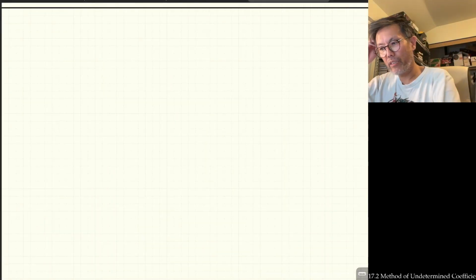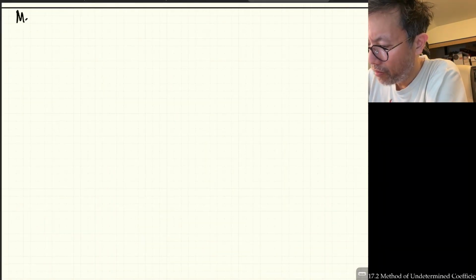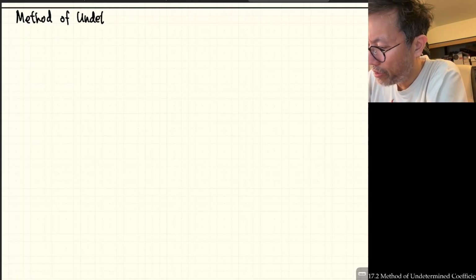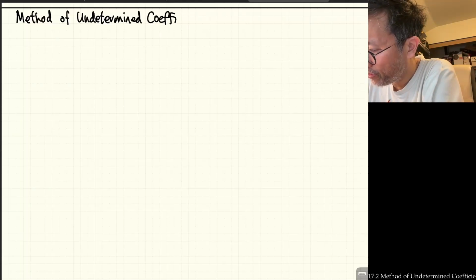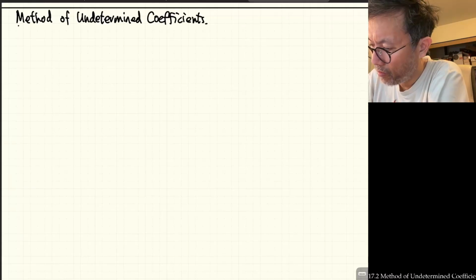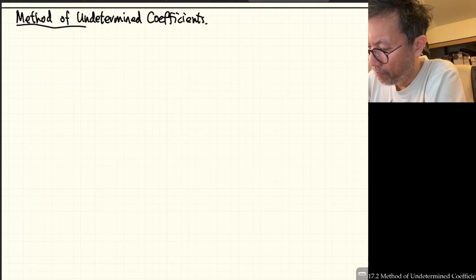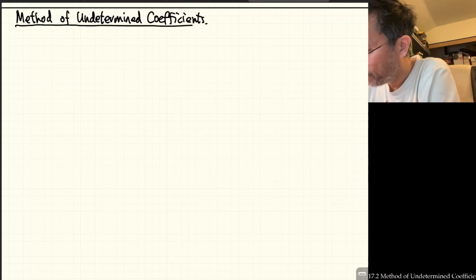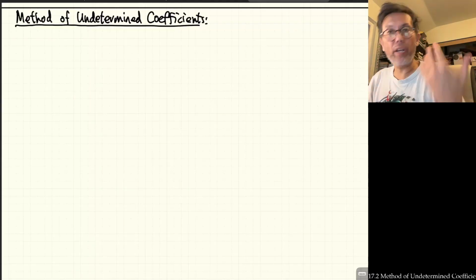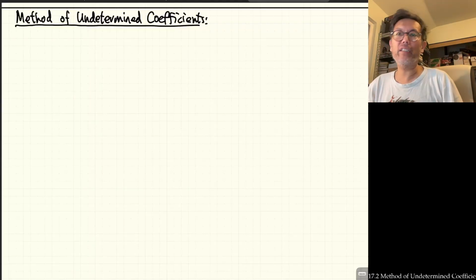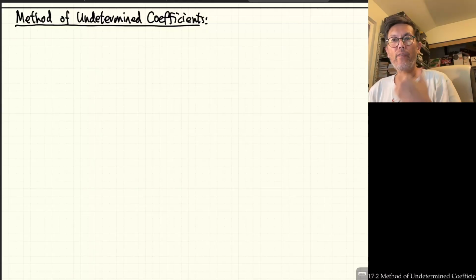So let's talk about this. The method of undetermined coefficients. And remember, y sub p is just one solution, just any solution. Okay? So we can use whatever means we have necessary. By any means necessary, we can try to find that solution. And as long as it works, then it works, right?